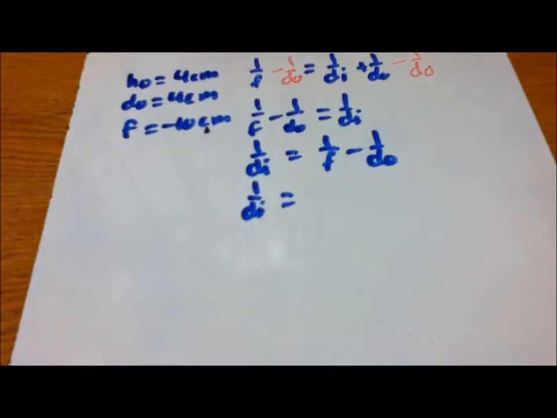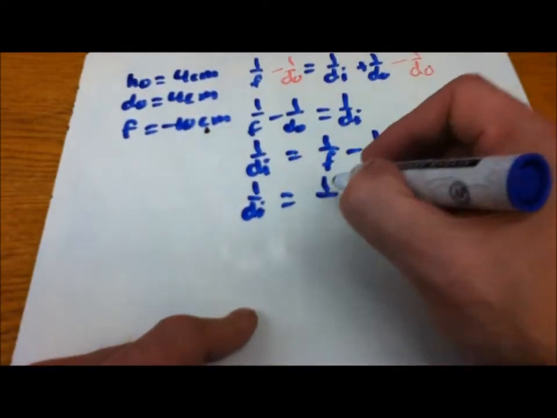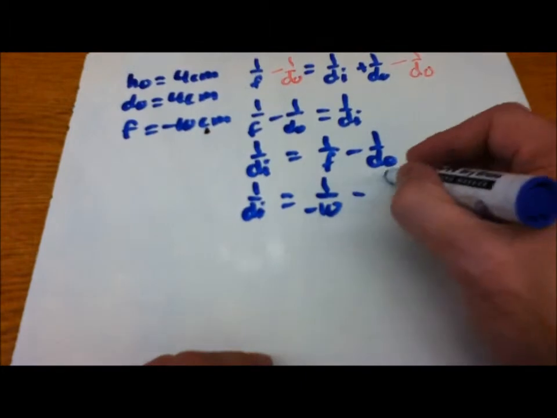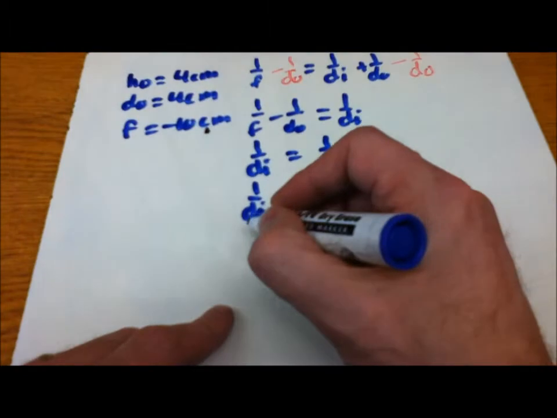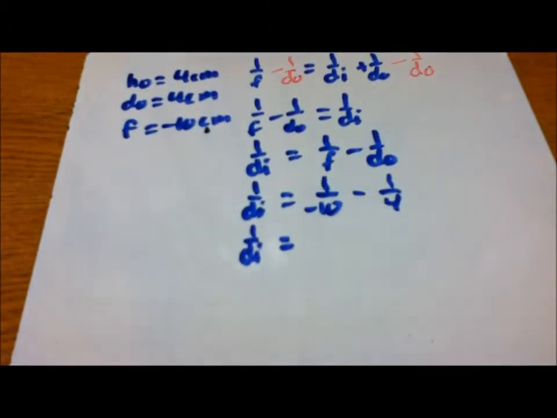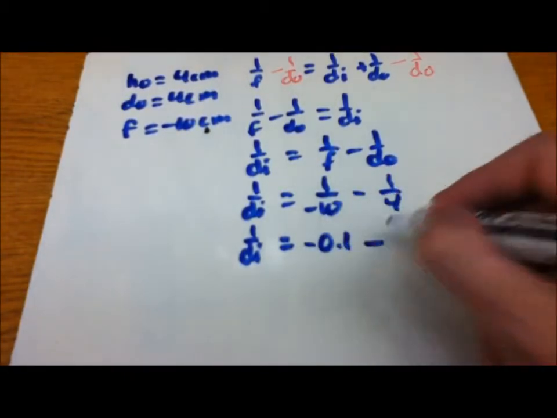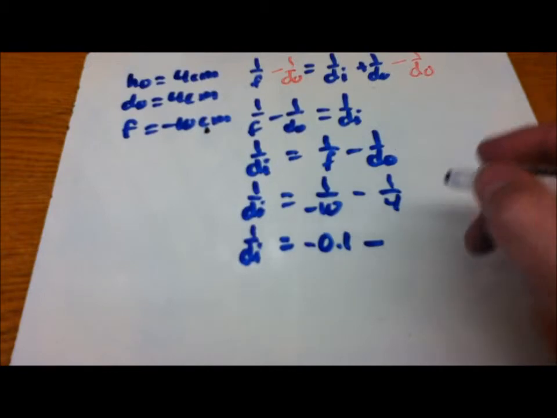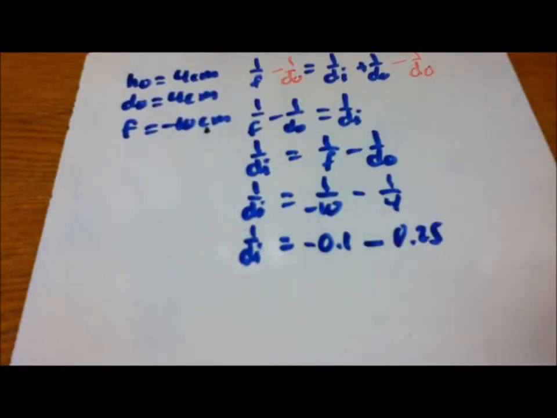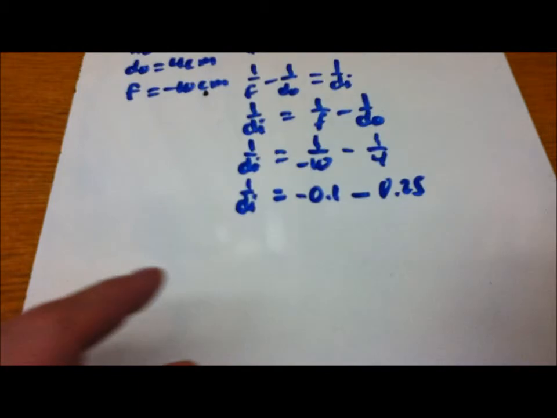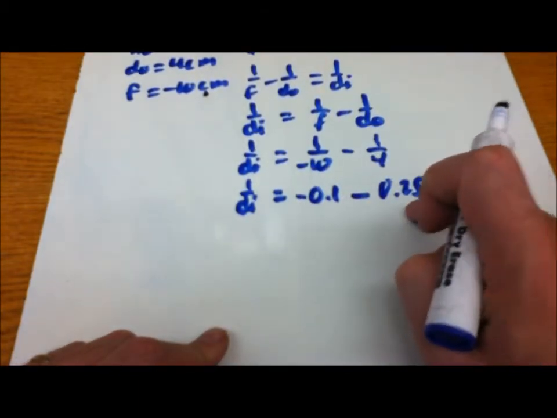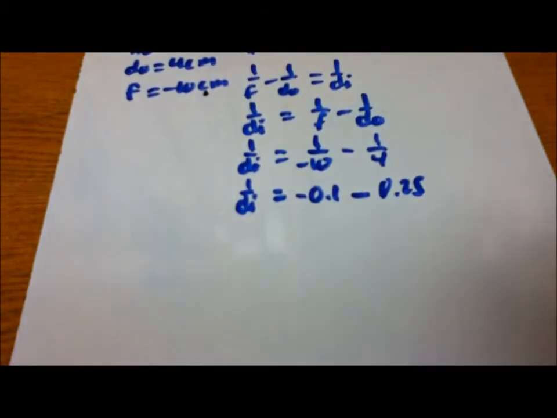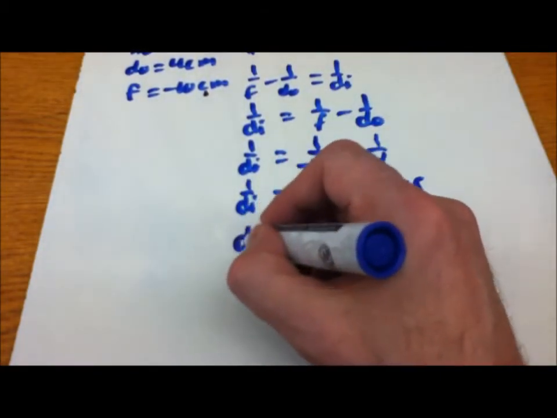And now we can substitute our values here. So we're going to put in minus 10 for f, and for do we're going to put in 4. So 1 over di, when you put this into your calculator, 1 divided by negative 10 is going to give us negative 0.1, and 1 over 4 becomes 0.25. Let's shift this board just a little bit. And then 0.25 subtracted from negative 0.1, you're going to get an answer.